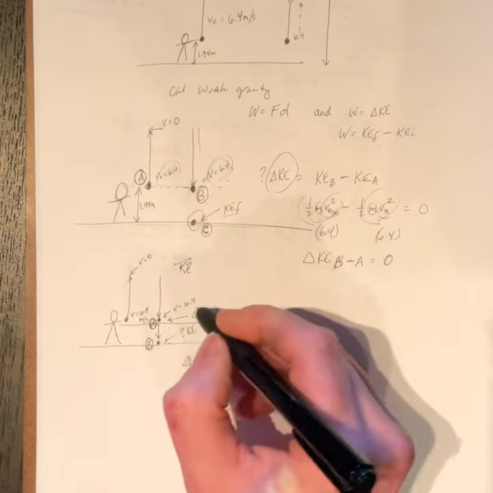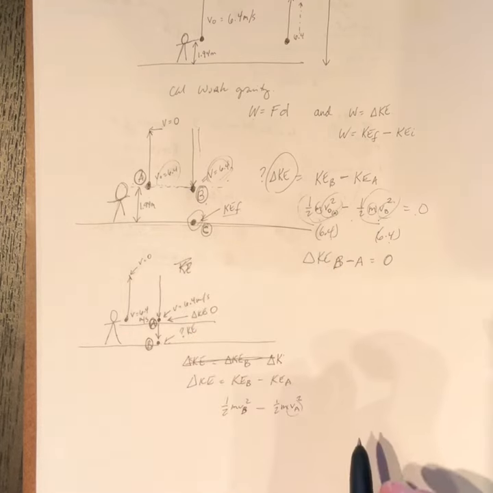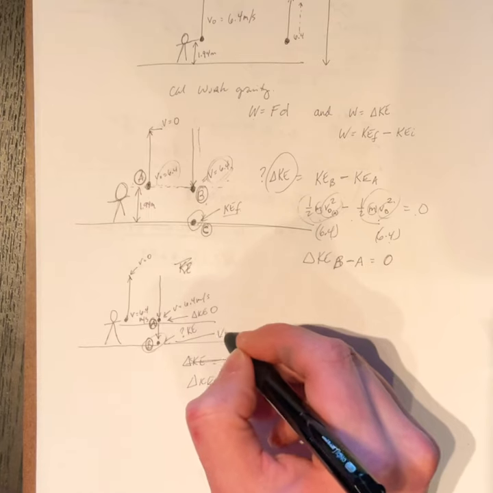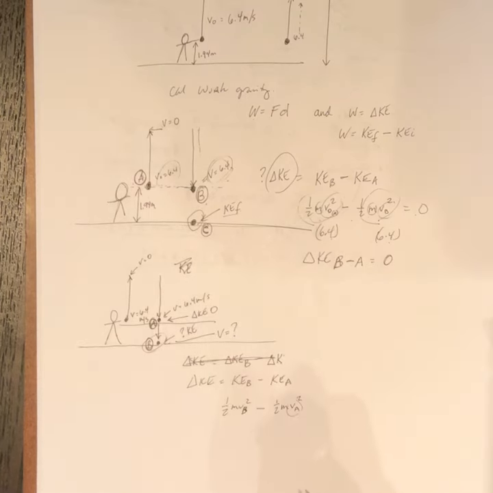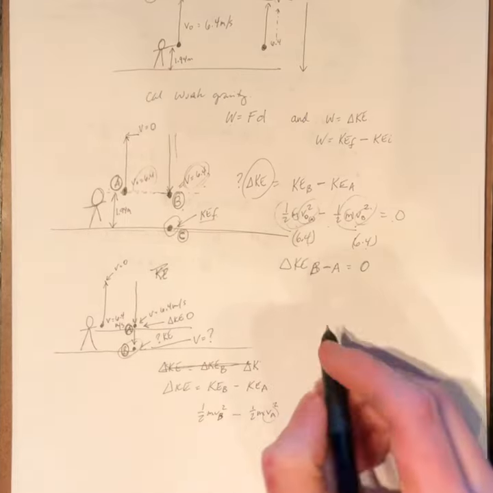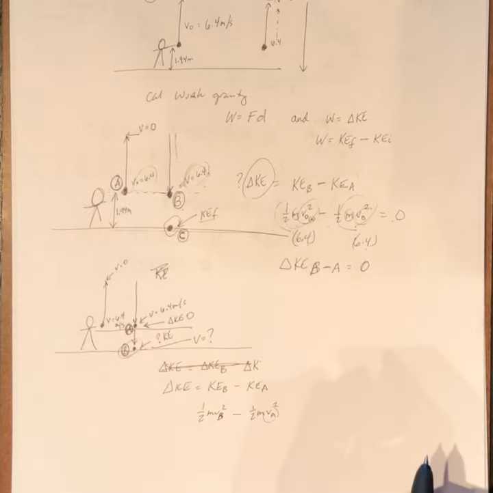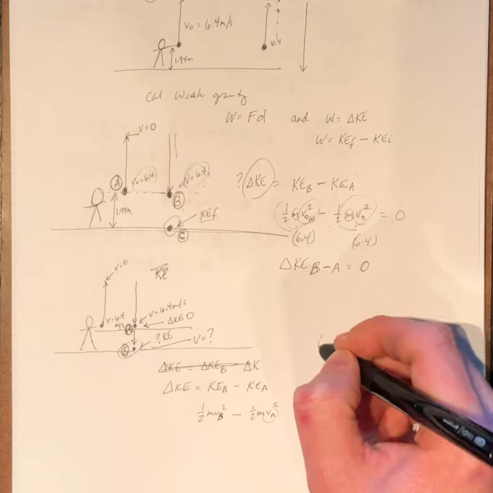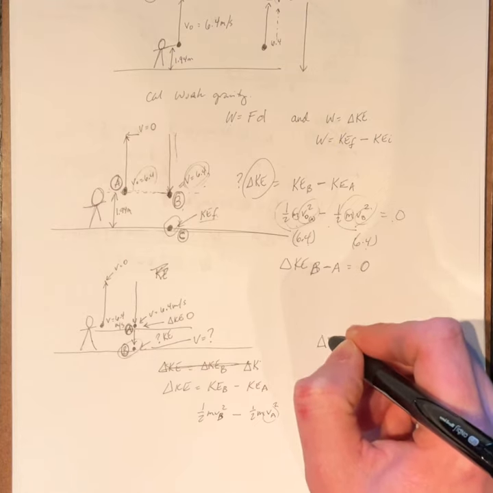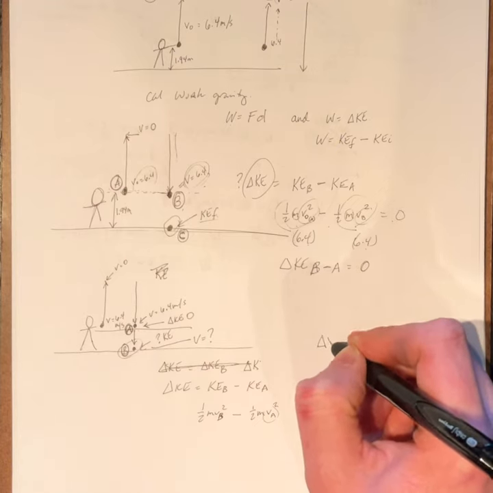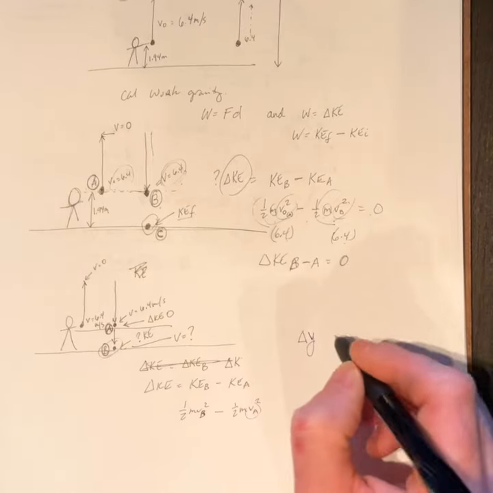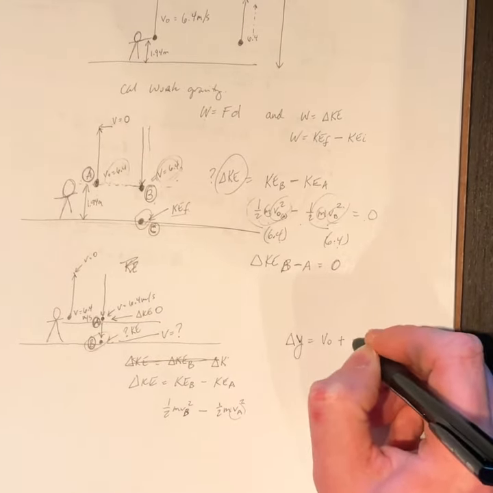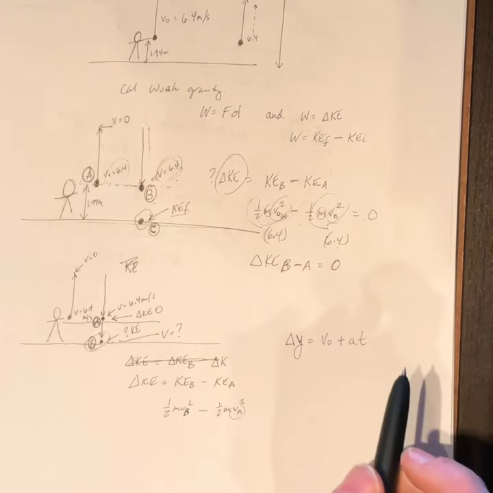We just said it. It was 6.4. We don't know what the velocity is here at the end, okay? But we can use kinematics to figure out what that velocity is. So what I would probably use is delta y is equal to initial velocity plus acceleration and time.